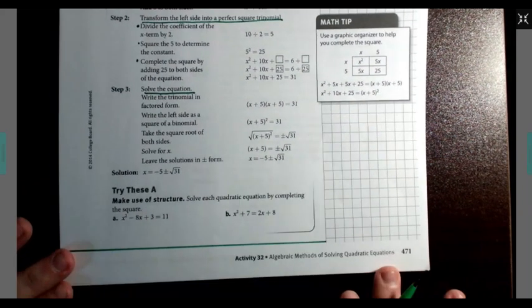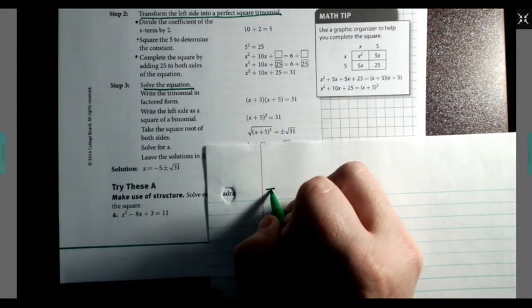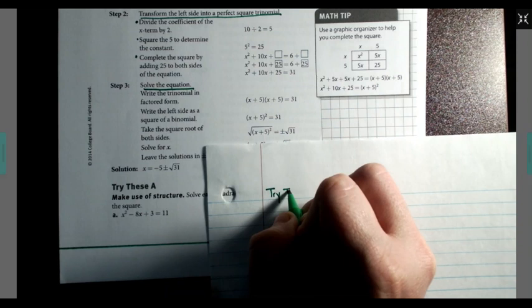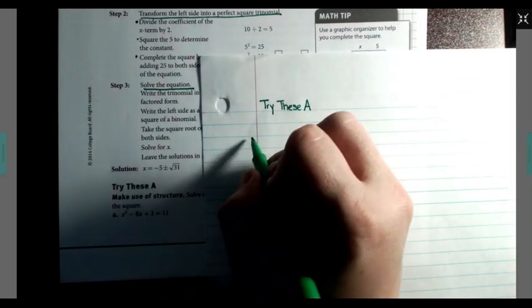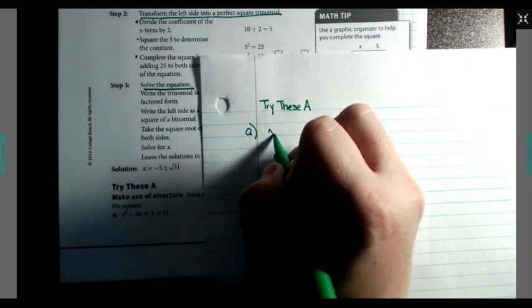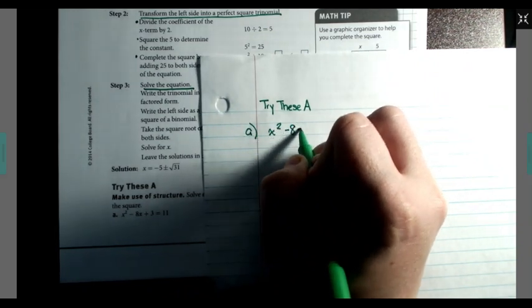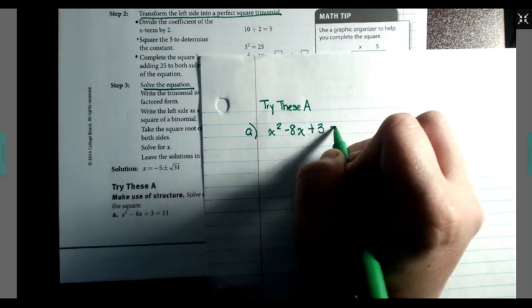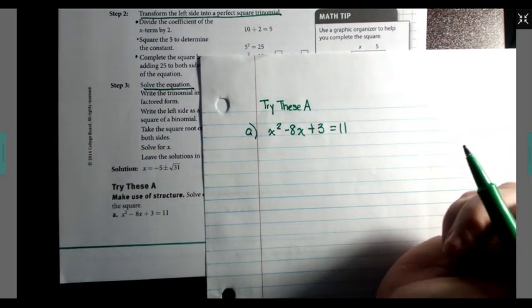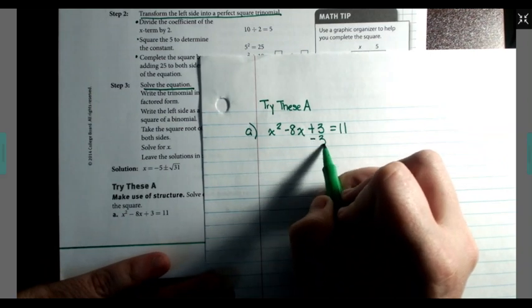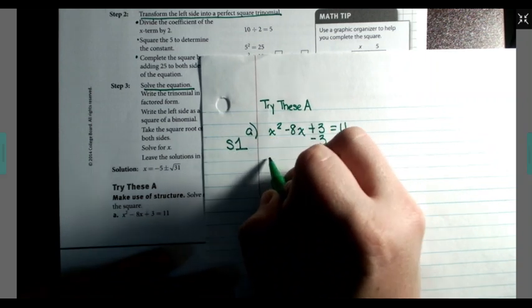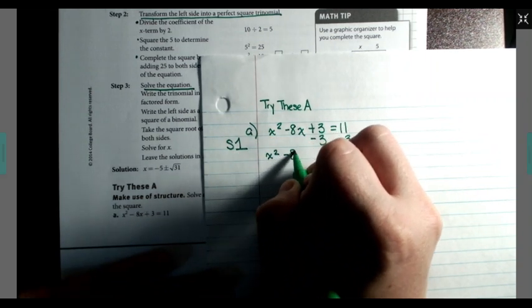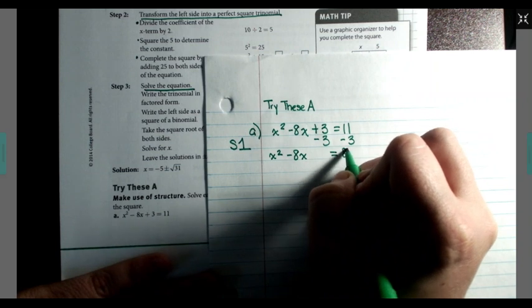We're going to dive into the try these A here at the bottom. Letter A. X squared minus 8x plus 3 equals 11. So the first thing it says is move the 3. So we're going to subtract 3 from both sides. This is step 1. So we have x squared minus 8x equals 8.